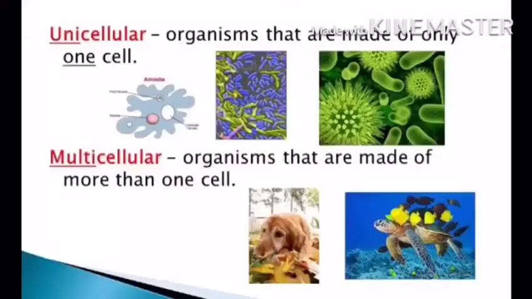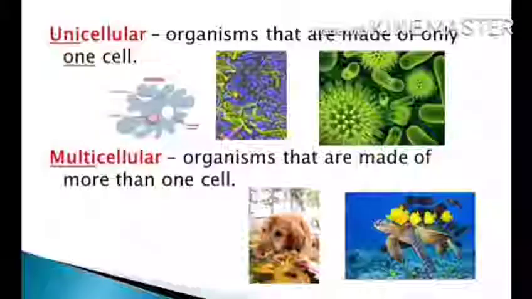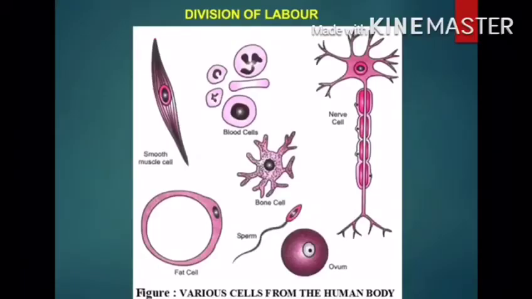So what is the necessity of this tissue? We all know that in a single-celled organism, one single cell performs all the necessary functions like nutrition, respiration, excretion, reproduction, etc. Whereas in a multicellular organism, as they are complex organisms, all the cells do not perform a single function. The job or task is done by groups of cells, which is called division of labor.